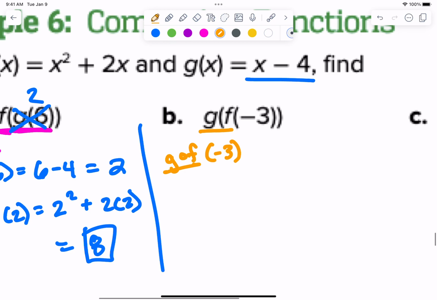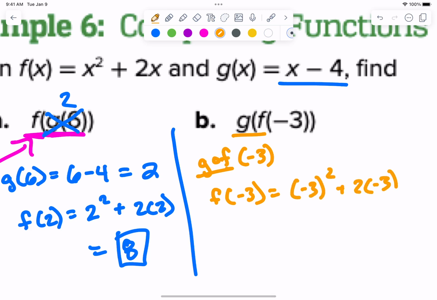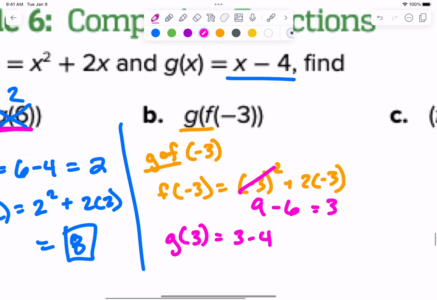So we're going to plug negative 3 in where first? We're going to do the f first. So negative 3 squared plus 2 times negative 3. This is going to be 9 minus 6, which is 3. Now I'll put it back in. g of 3 is going to be 3 minus 4, which is negative 1.